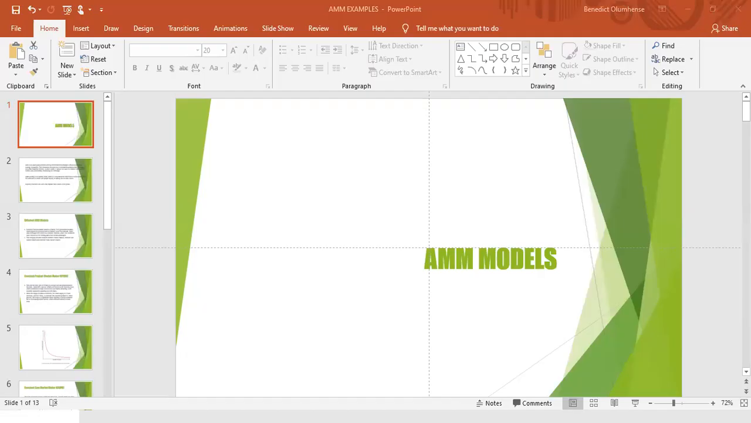So I'm trying to share my screen at the moment. Great. So AMM models. I hope you guys can see my screen. Hello? Hello? Hey, we can see the screen. Go ahead. All right, great. Sorry about that.